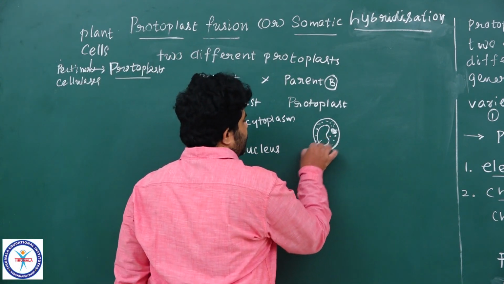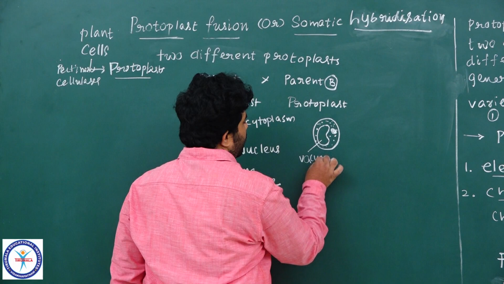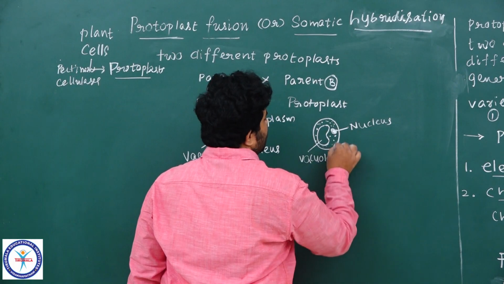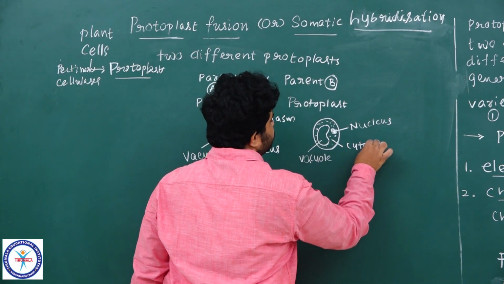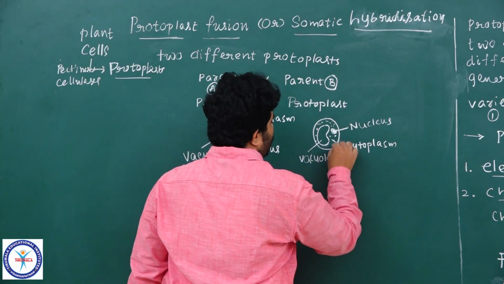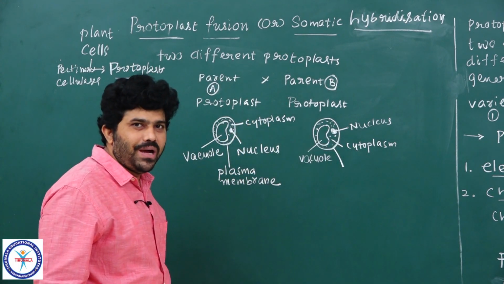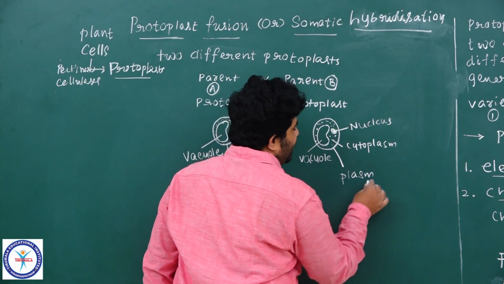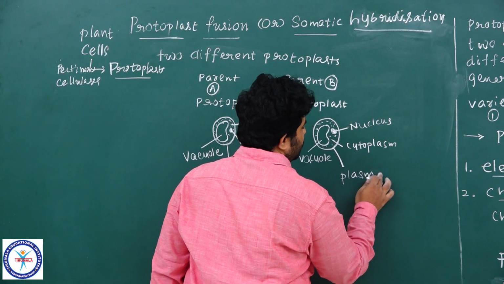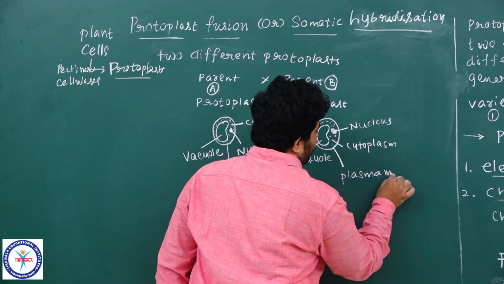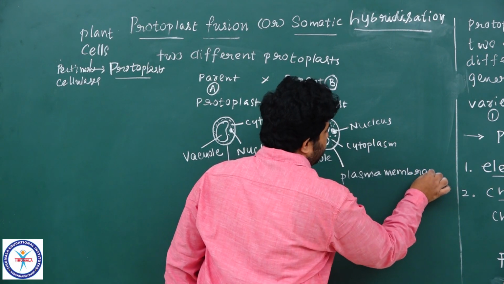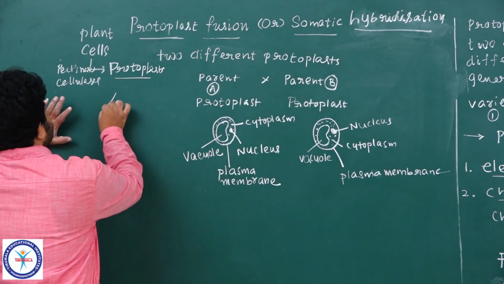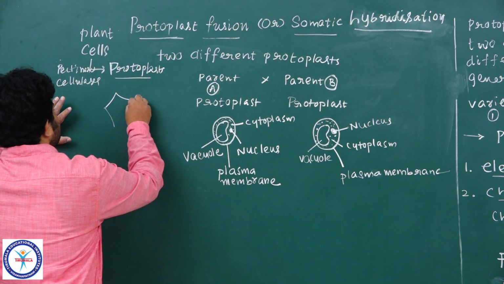So see here, this is a vacuole, this is a nucleus, this is the cytoplasm, and this is the outermost layer in the protoplast, called the plasma membrane. But what is the outermost layer of the plant cell? In the plant cell, the outermost layer is the cell wall. Already we discussed.